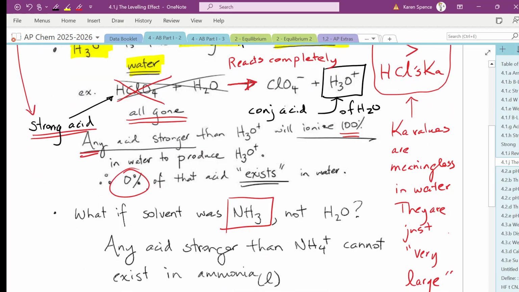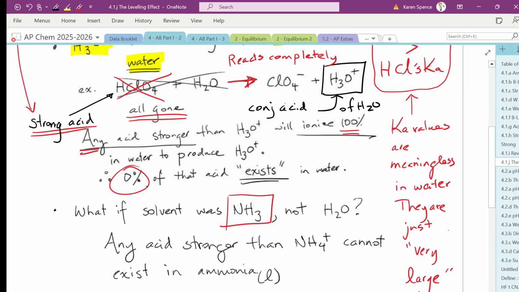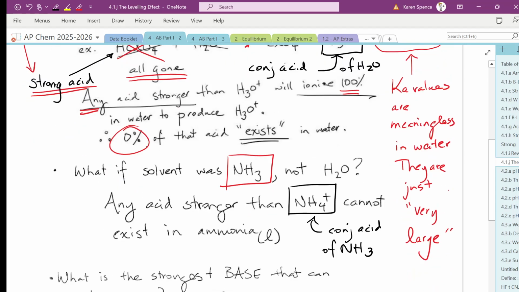But what if our solvent were not H2O? What if it were NH3? Who do you think would be the strongest acid that could exist in NH3 as a solvent? NH4 plus. Okay? Any acid stronger than NH4 plus, which is the conjugate acid of NH3, cannot exist in ammonia.